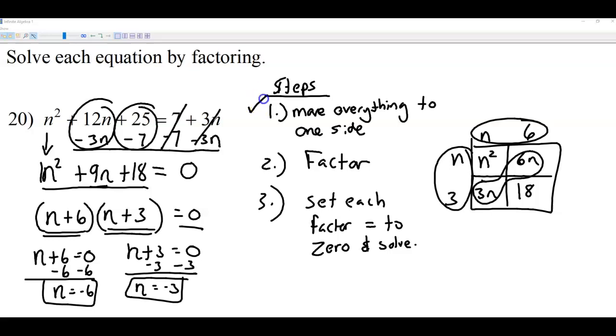So step 1, move everything to one side. Step 2, factor. Step 3, set each factor equal to 0 and solve. That's known as the zero product property. You don't need to know the vocabulary, but I'm just reminding you from when we talked about it.